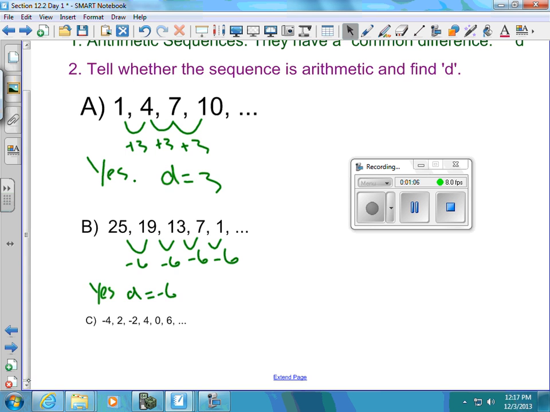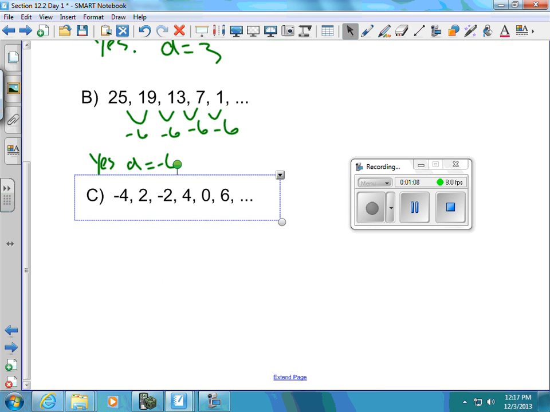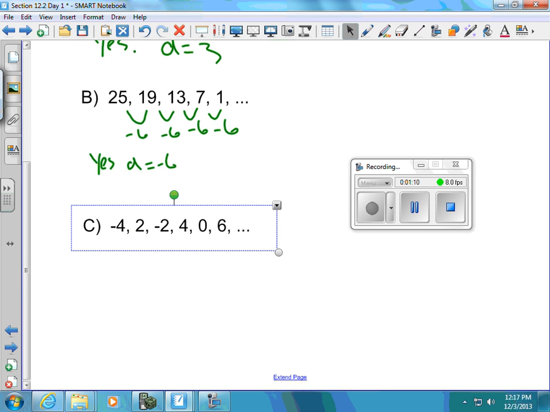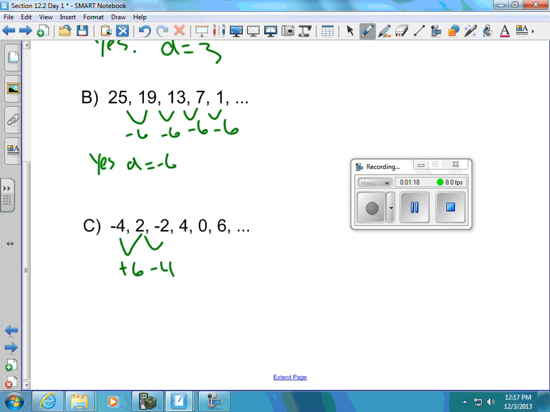Down here, with the C numbers, there doesn't seem to be a discernible pattern that's at least a common difference. Looks like we plus 6, then minus 4, then plus 6, then minus 4, then plus 6. So that is a pattern of some sort, but it's not arithmetic because we're not adding the same thing over and over again. So no, there's no common difference.